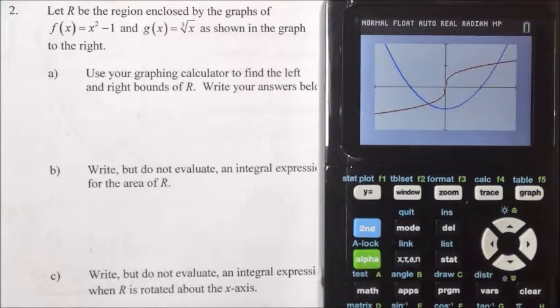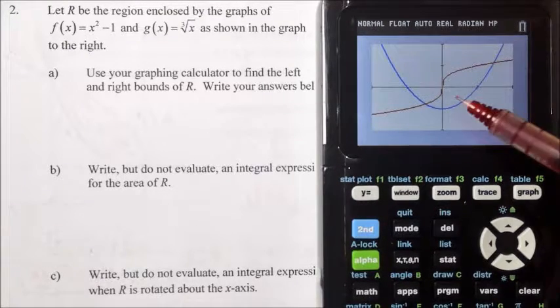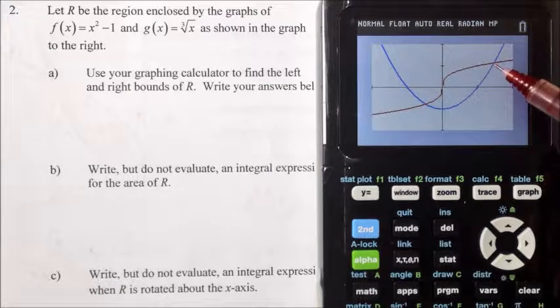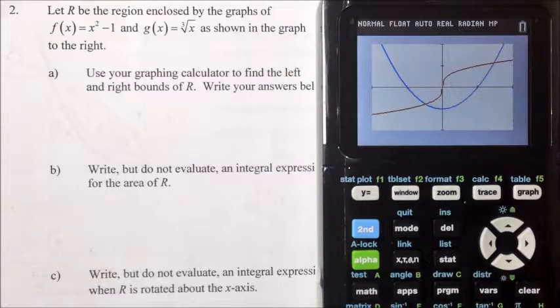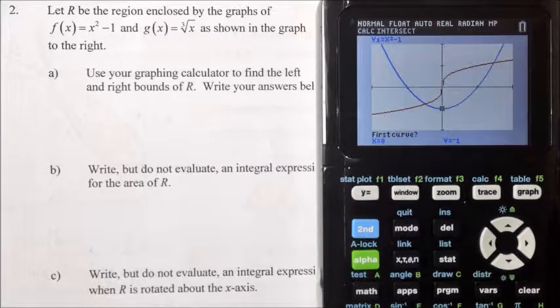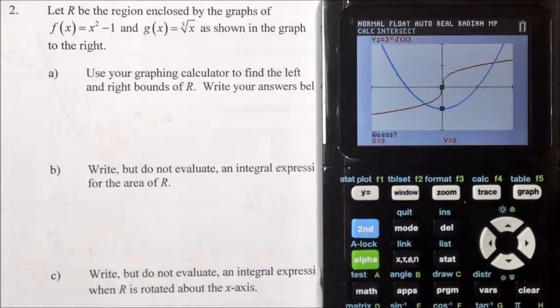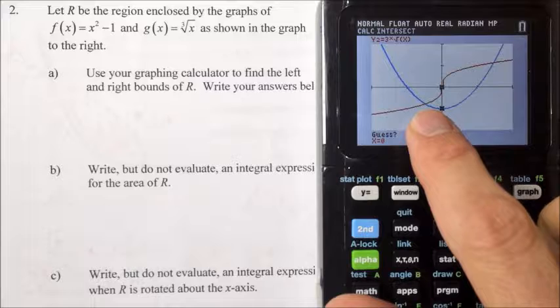I got the exact same picture right there, only it's on the screen. We're interested in the bounds to find out where these two functions intersect. Well, they intersect here and there. So we're going to use our intersect command. So that's second trace, option 5 is intersect. All right, and it says first curve and second curve, so we're going to just hit enter twice. And then it wants our guess. We're going to guess near that point.